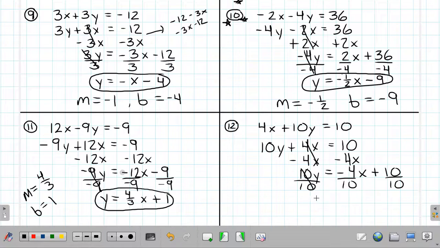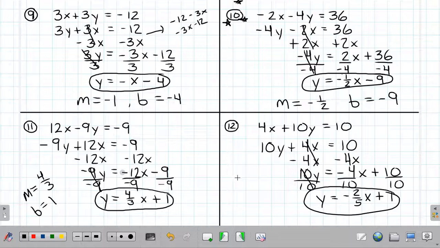And that goes to y equals, this simplifies to negative 2/5 x. Once again, 4 divided by 10, divide both top and bottom by 2, 2/5 x. And then plus 10 over 10 is 1. So m in this case is negative 2/5. B is equal to 1. And there you have it.